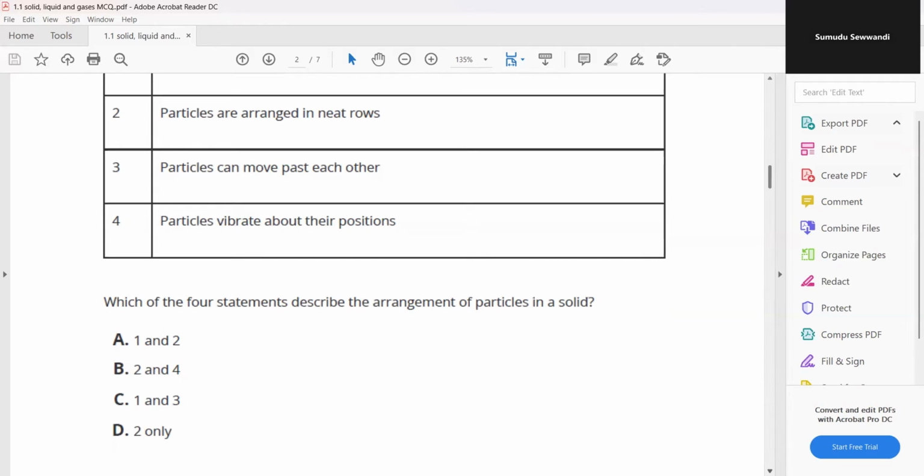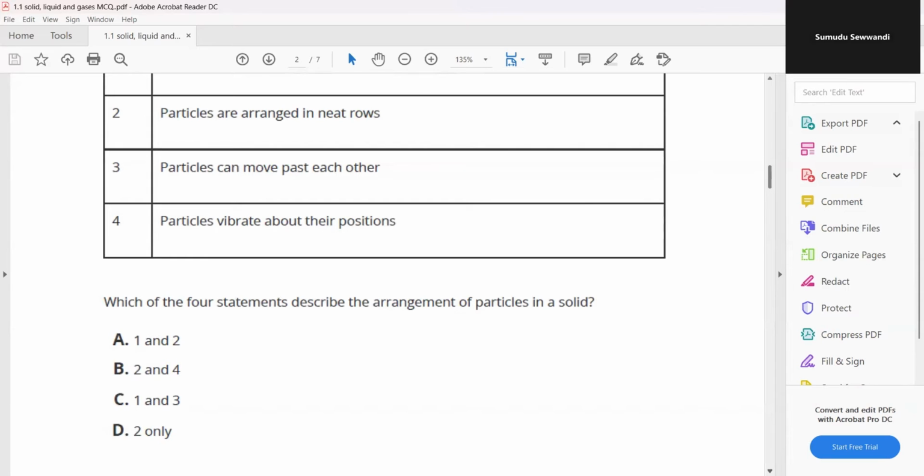Let's analyze each statement in relation to the properties of a solid. Number 1. Particles are moving in all directions. This describes gases, not solids. Number 2. Particles are arranged in neat rows. This accurately describes the ordered structure of solids, especially crystalline solids.